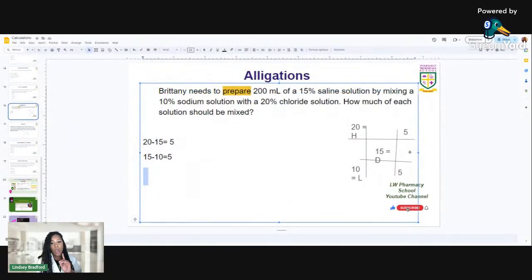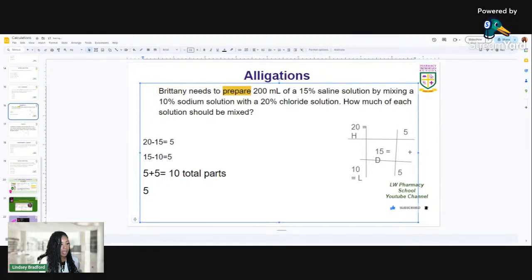Okay, so now we are going to add on the side. So we have the 5 and the 5, 5 at the top, 5 below. So we're going to do 5 plus 5, and that's going to give us 10. Basically, what that does is that gives us 10 total parts.